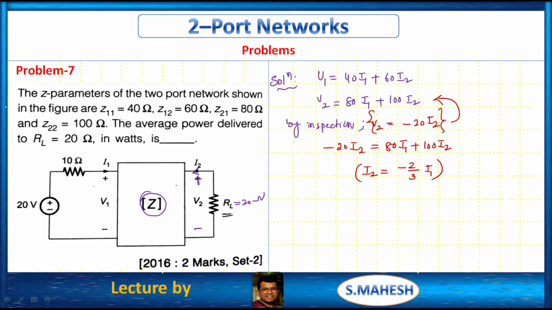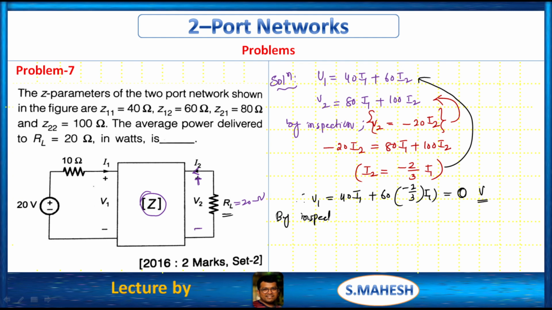Clear. And then we have to substitute I2 into the other equation. Therefore, V1 equals 40 I1 plus 60 into minus 2/3 I1, which equals 40 I1 minus 40 I1, so V1 equals 0 volts. Therefore, by inspection, 20 equals 10 I1 plus V1, this is from the input loop, right? So V1 is 0, therefore I1 is 2 amps.